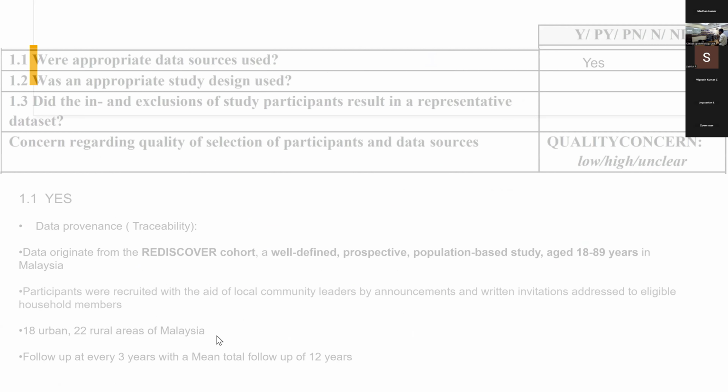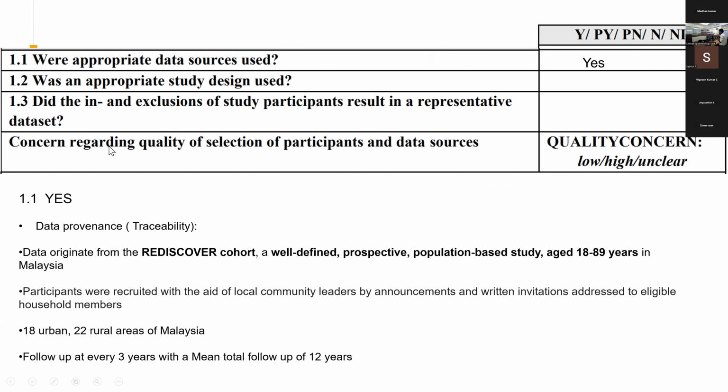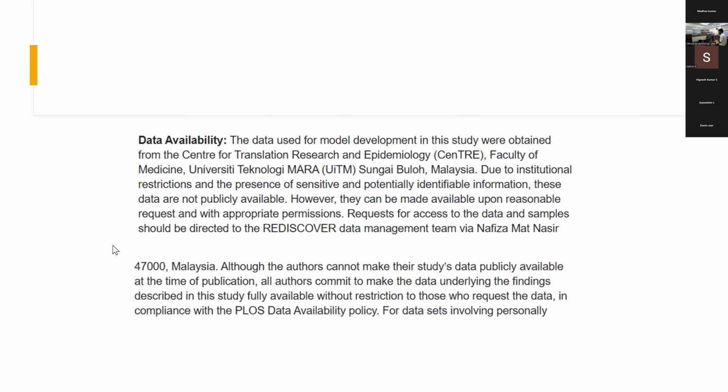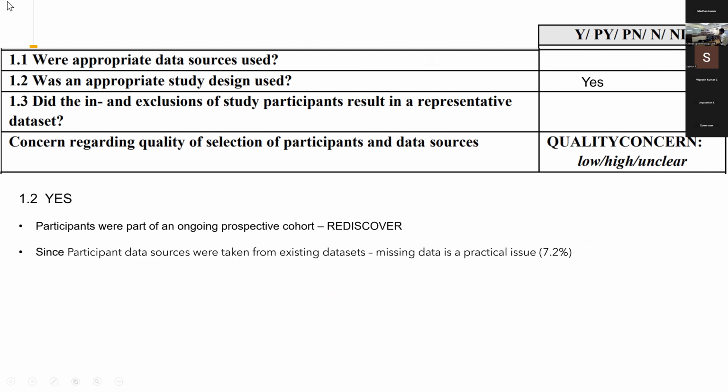So the second question was, was an appropriate study design used? For this, again, I've given a yes because the study was taken from an ongoing prospective cohort, which was the Rediscover study, and the loss to follow-up was also not more than 10%.